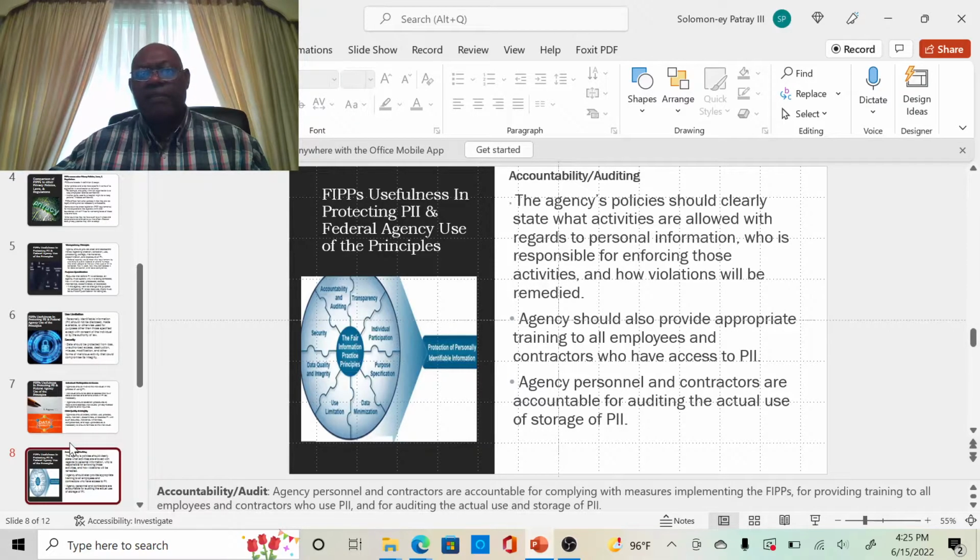Another principle is accountability and auditing. The agency policy should clearly state what activities are allowed with regards to personal information, who is responsible for enforcing those activities, and how violations will be remedied. Agencies should also provide appropriate training to all employees and contractors who have access to PII. Agency personnel and contractors are accountable for auditing the actual use and storage of PII.